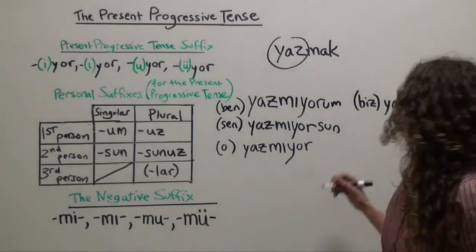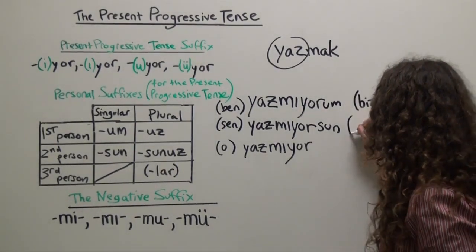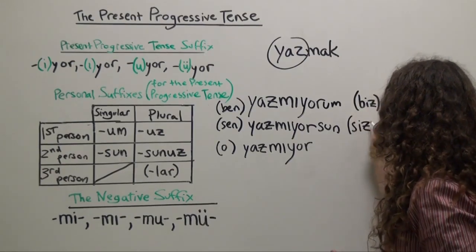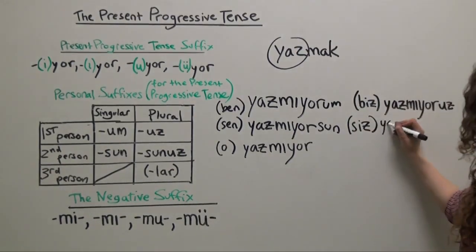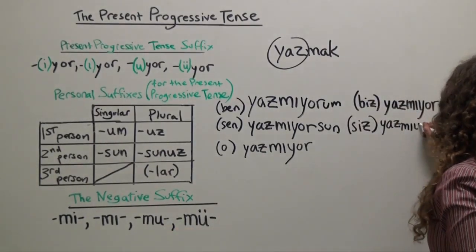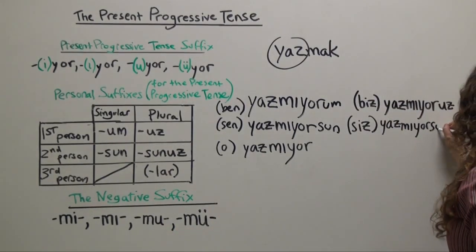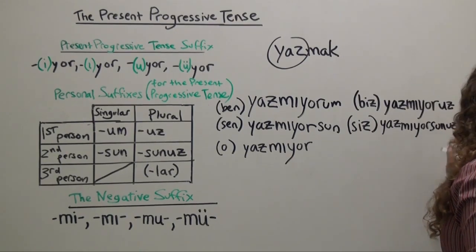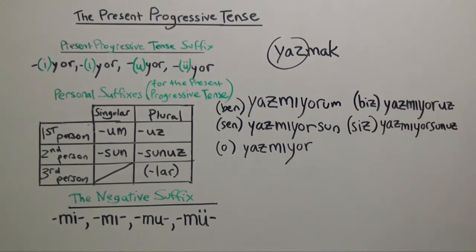Now, for the second person plural, you plural or you formal, siz, yaz, mı, yor, sunuz. Yazmıyorsunuz. Okay.